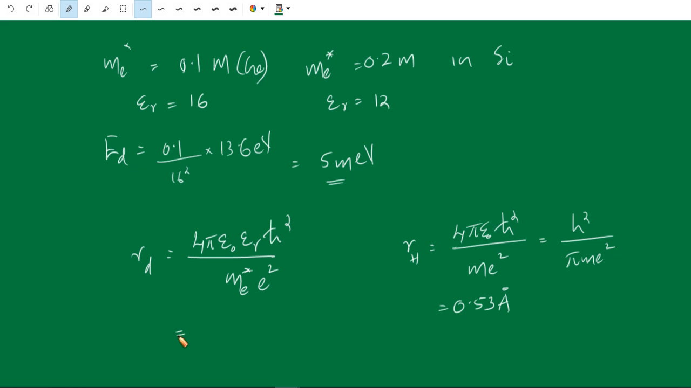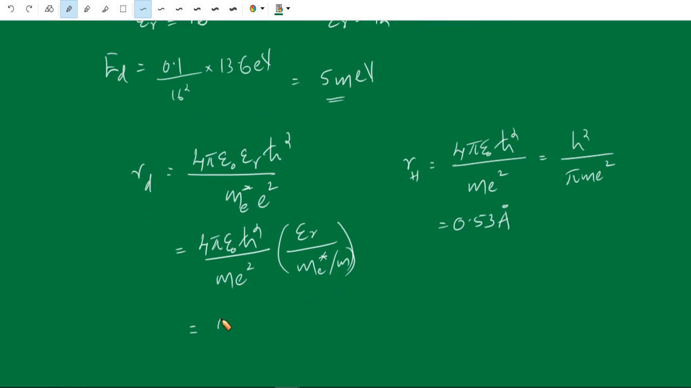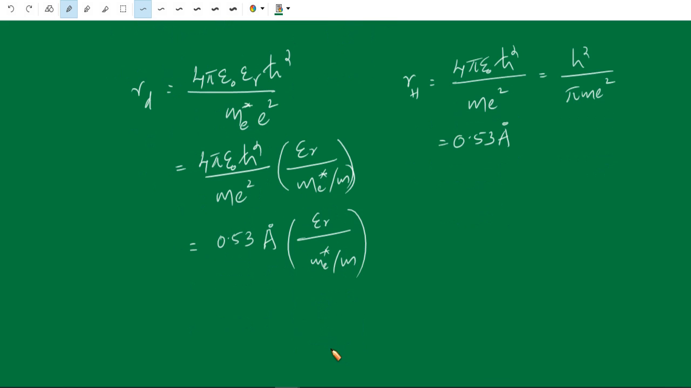This can be written in terms of the radius of the hydrogen atom. Therefore, we can write 4 pi epsilon 0 h cross squared divided by m e squared into epsilon r divided by m e star by m. So this is equal to 0.53 angstrom unit into epsilon r divided by m e star divided by m.